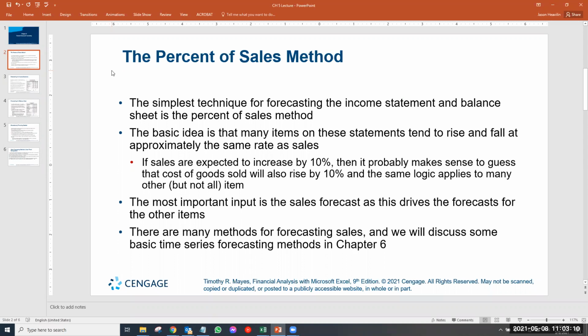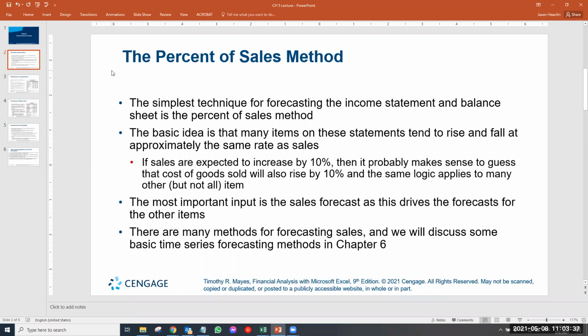The basic idea: many items of statements tend to rise and fall at approximately the same rate as sales. Unless you fall outside the standard parameters, the company is already set up to operate in a certain way to support the sales and to be more efficient in that way. So it's safe to assume that it will continue that pattern.